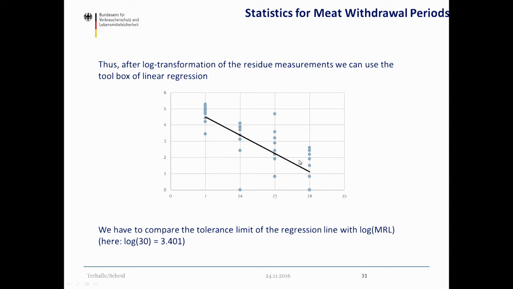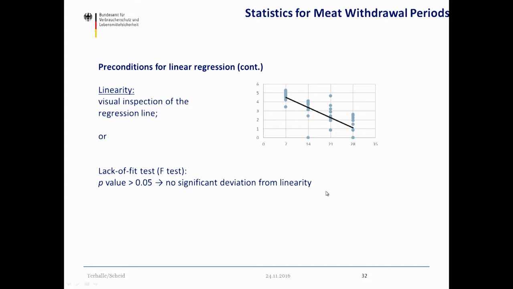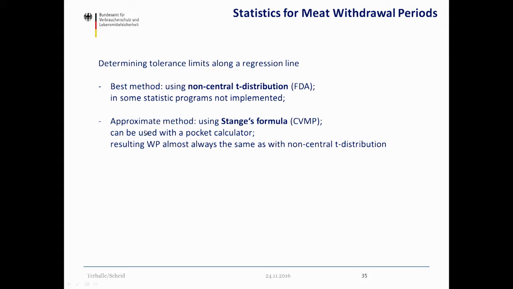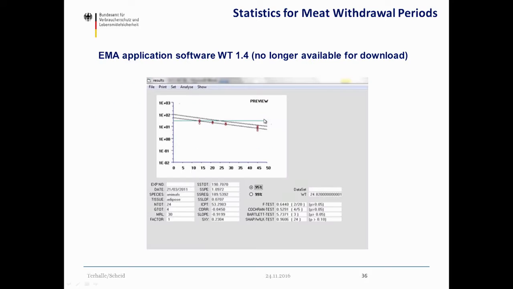So this is the log transformed elimination, and so you have to compare the log of 30 with the tolerance limit. So this is linear, normally distributed, and homogeneity of error variances is fulfilled, no outliers. So there are in principle two methods: the non-central t-distribution, which the FDA would use, and the Stange formula, which I said is an approximation, which would be used in Europe, and normally they give the same results.